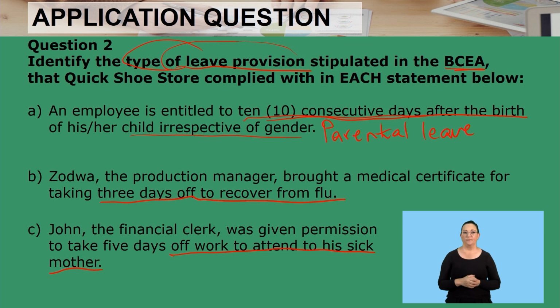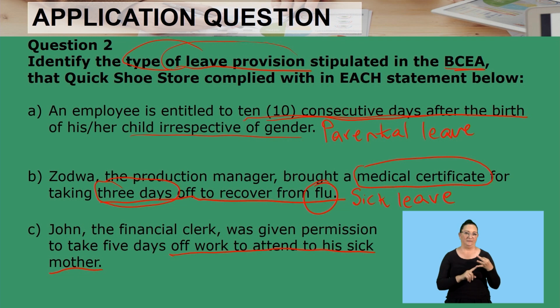It says Zodwa, the production manager, brought a medical certificate for taking 3 days off to recover from flu. Now, this one is very, very simple. We've got keywords. The first keyword here is medical certificate. The second one, took 3 days off to recover from flu. Now we understand that it means Zodwa was sick. So you got that one correct. That is your sick leave. I hope you understand.